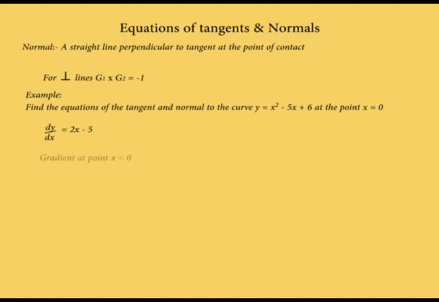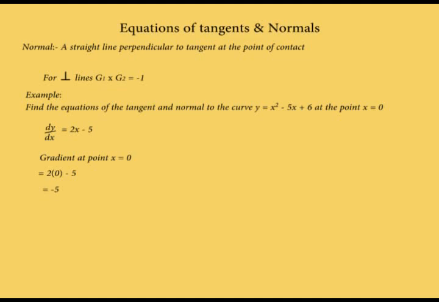So the gradient at point x is equal to 0. We simply substitute 0 in the gradient function. 2 times 0 minus 5 will give us minus 5. So that is the gradient of the tangent.